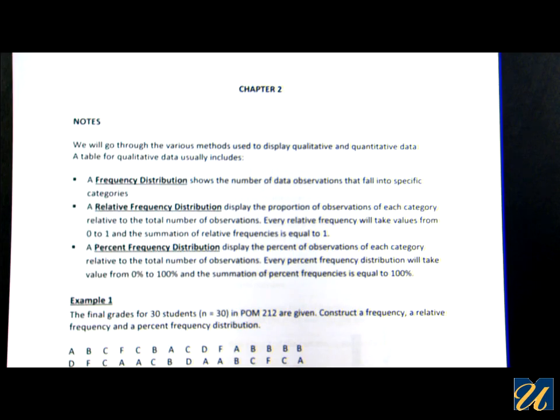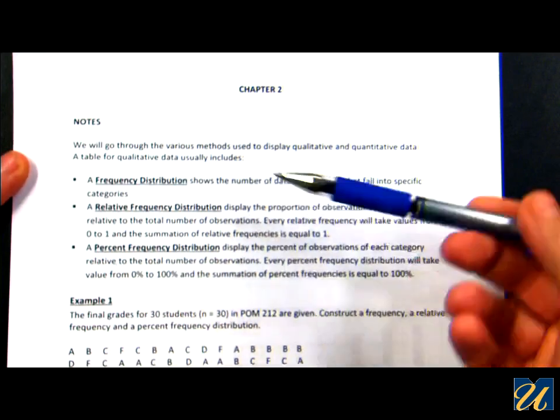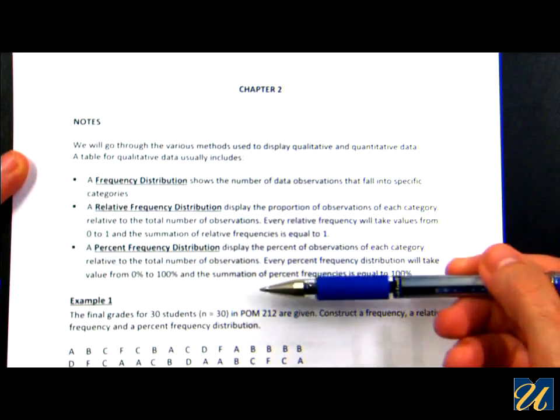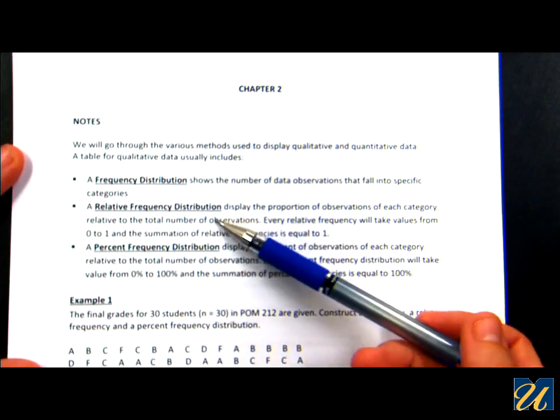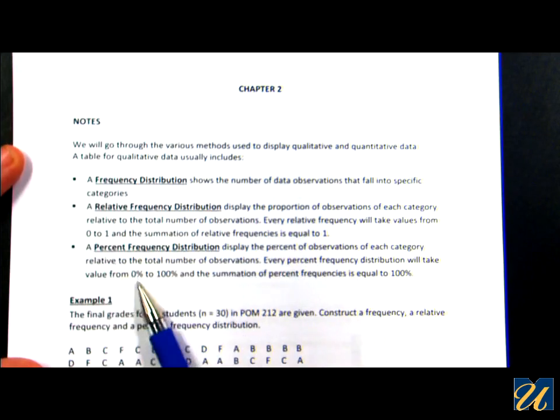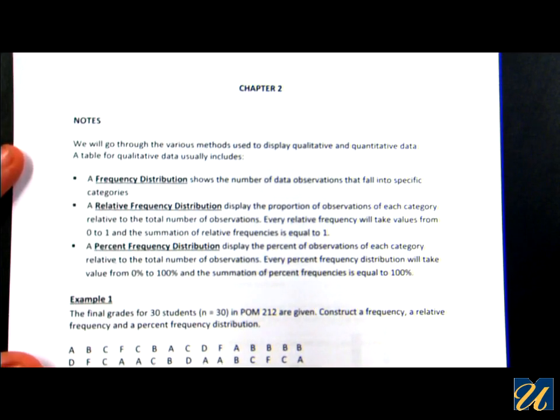A percent frequency distribution is simply another way to present your relative frequency distribution in a percentage format. You take the relative frequency and you multiply it by 100%, and this will give you the percent frequency. Same way as the relative frequency, each percent frequency will be between 0 and 100%. And when we add all the percent frequencies, they have to add up to 100%.